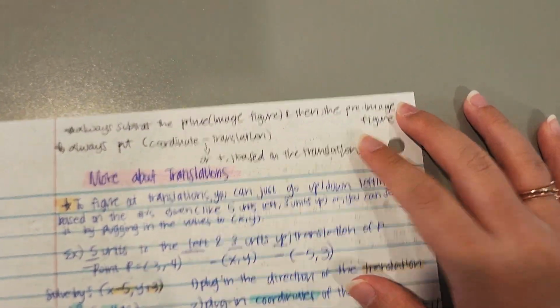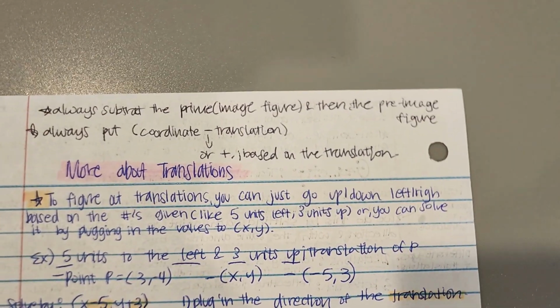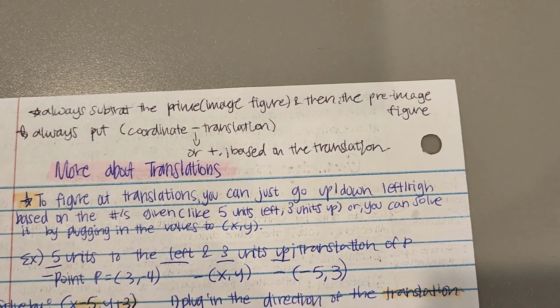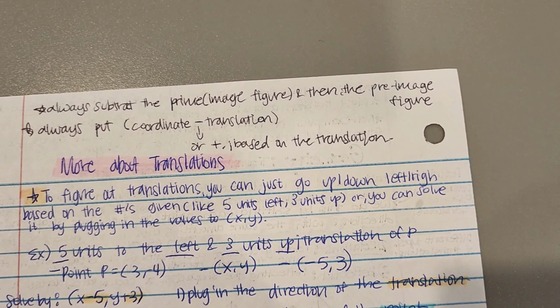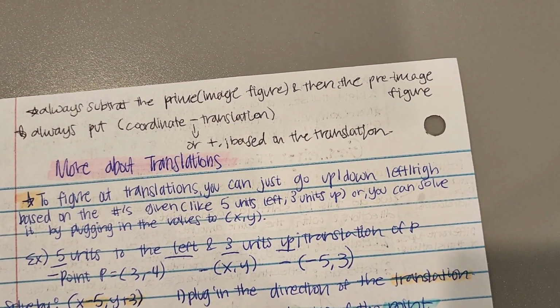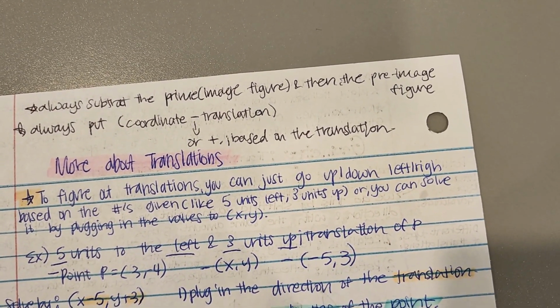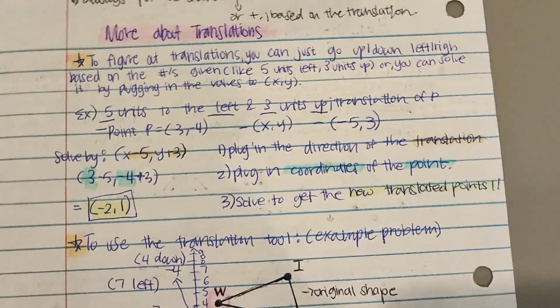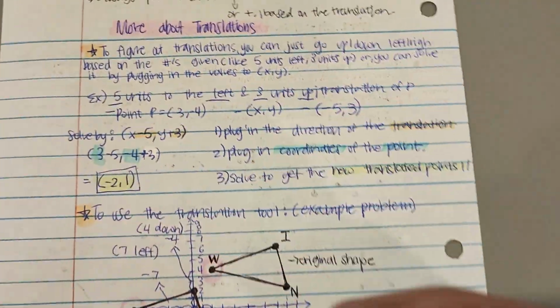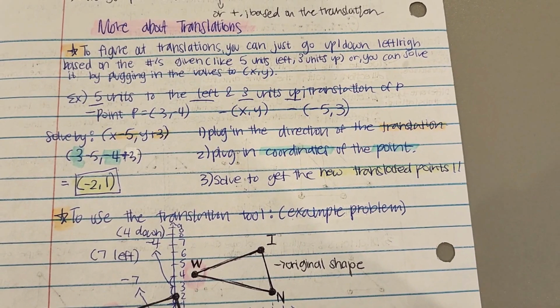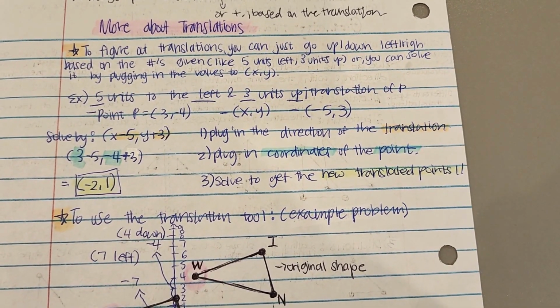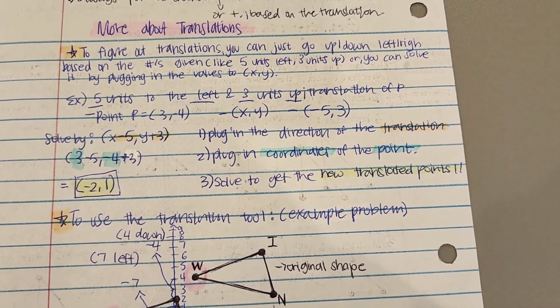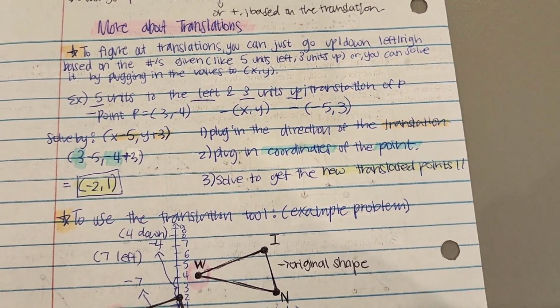A note about translations. Remember, you always subtract the pre-image from the image, the prime. You always put the coordinate minus translation, or it could be coordinate plus translation, based on what the translation coordinates are. To figure out translations, you can just go up and down, left or right, based on the numbers given, like 5 units left, 3 units up, or you can solve it by plugging in the values to x, y.